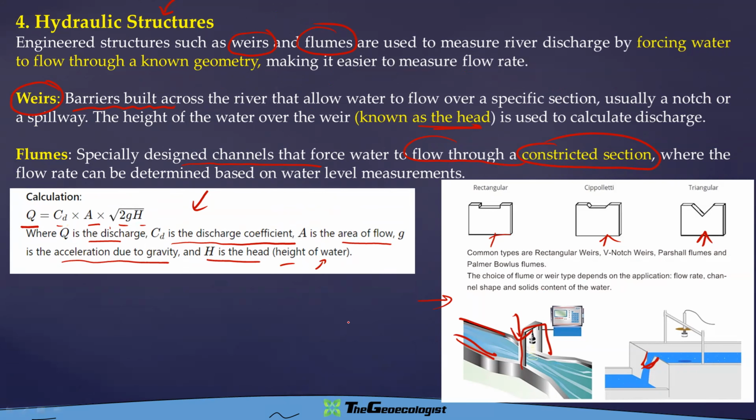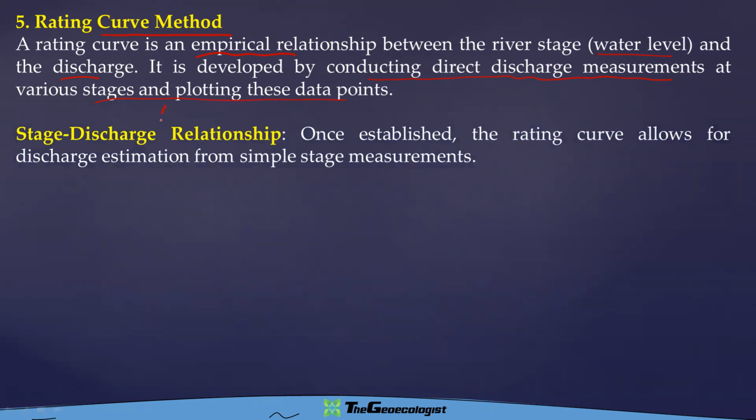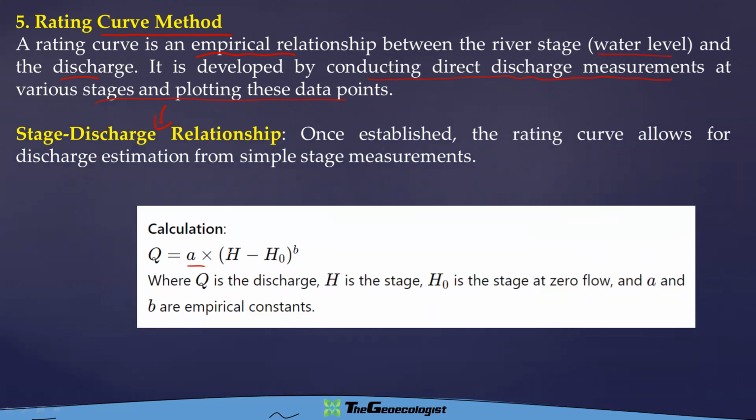So these are the methods you observe here. The fifth method is called the rating curve method. As you know from the word itself, rating curve. So it's basically an empirical relationship between river discharge and water level, that is stage, and remember discharge. It is developed by conducting direct discharge measurements at various stages and plotting these data points. So once the stage-discharge relationship is established, the rating curve, remember we have to plot it and then we look into it. So here the calculation would be Q = a(h - h0), where h is the stage, h0 is the stage at zero flow, and a and b are empirical constants. Remember, these are all quantitative techniques.